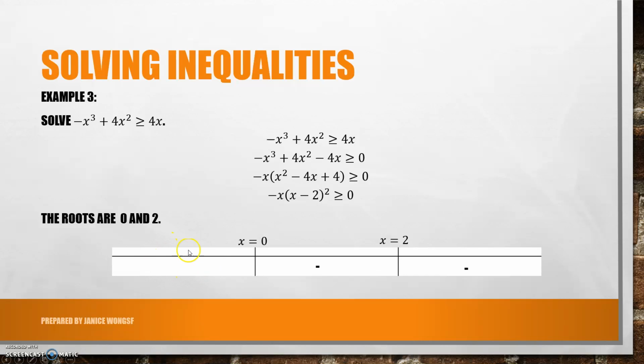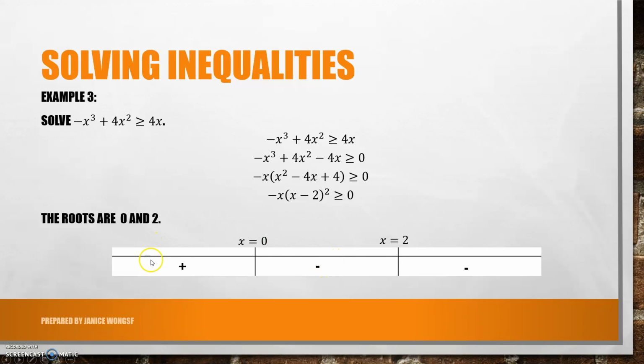Next, choose a value which is less than 0 in this region because it's to the left of x equals to 0. So choose a value which is less than 0 to be substituted here and check the sign. I choose -1 when x equals to -1. So minus bracket -1 bracket -1 minus 2 holding square. What do you get? You get a positive value, which is a positive 9. Positive 9 is a positive value, so place a positive sign here.